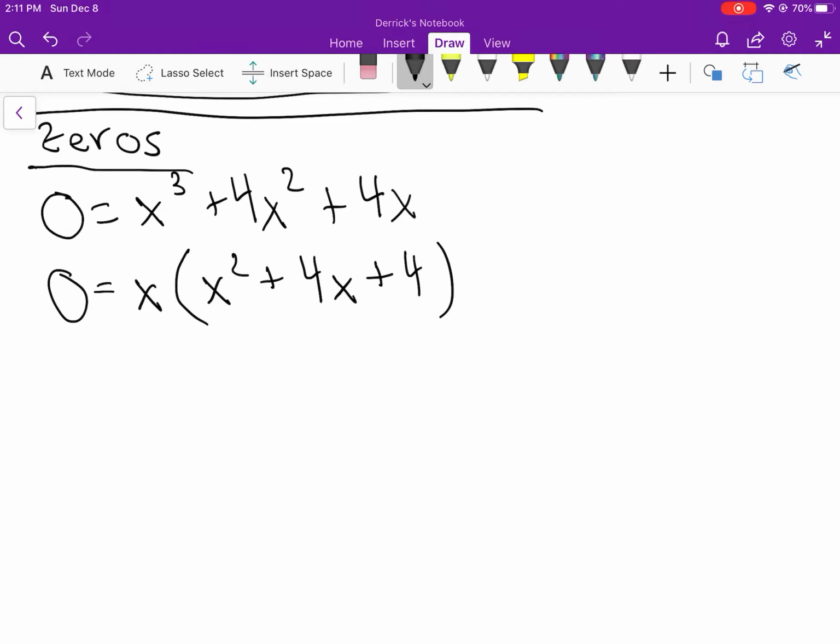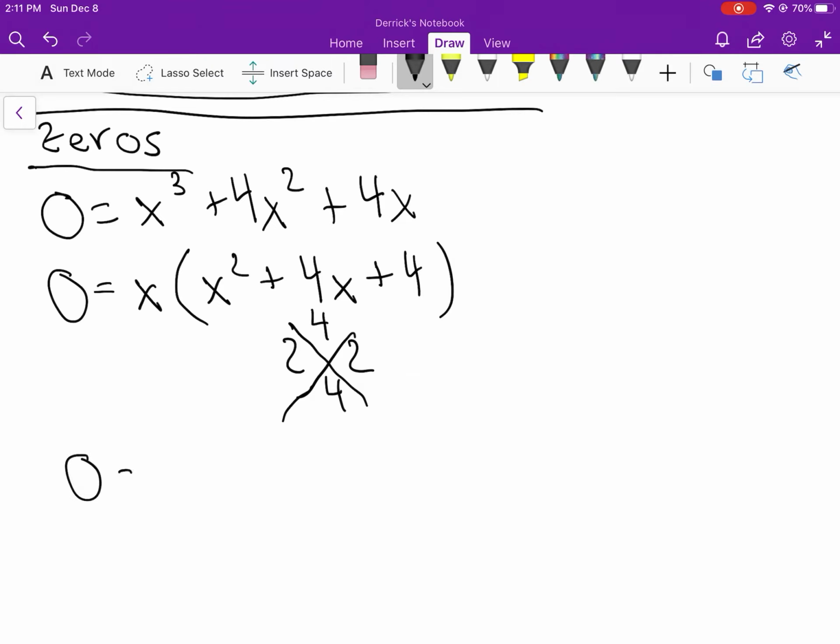I'm not done factoring though, because now I see that what's left inside the parentheses is something that I can also factor. I just need to find two numbers that multiply to 4 and add to 4. Well, 2 times 2 is 4. 2 plus 2 is 4. So that works out well.